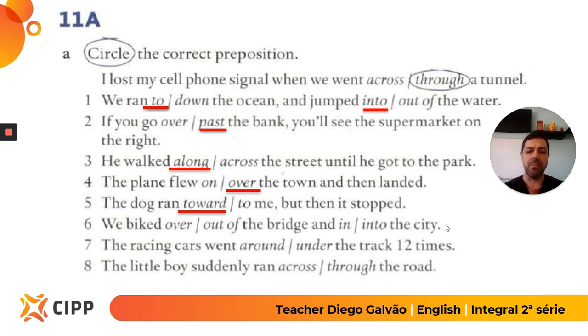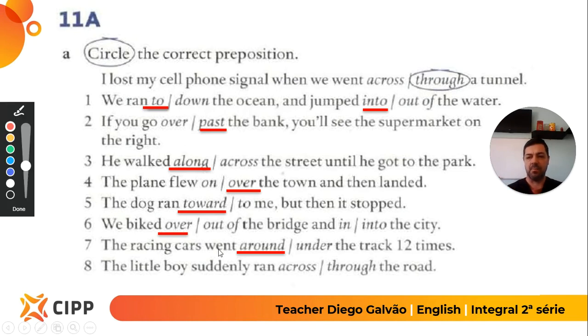We biked. We biked over the bridge or we biked out of the bridge? Think about biking out of the bridge. You're gonna fall. You have to bike over the bridge and into the city. I just forgot to point there, guys. So we biked over the bridge and into the city because you bike into. And remember, I told you, as you have the noun, you need to put into. I had forgotten to point out this one for you.